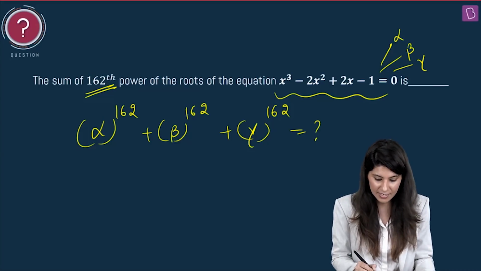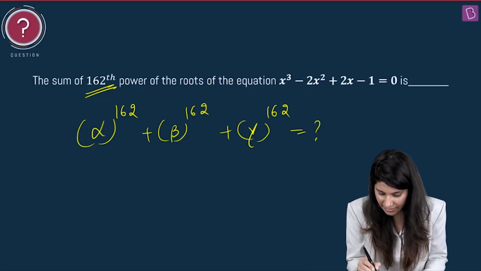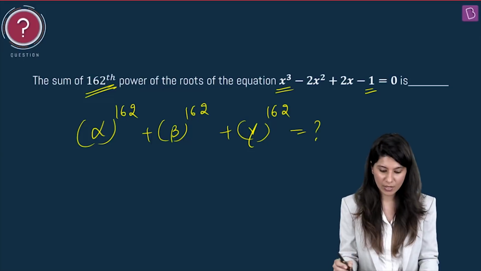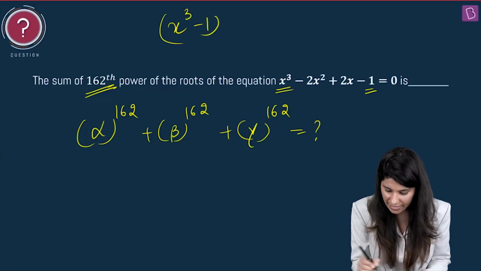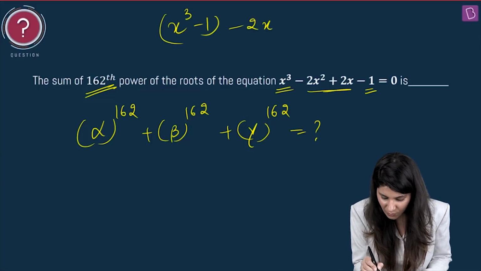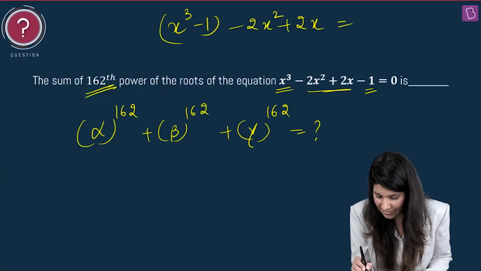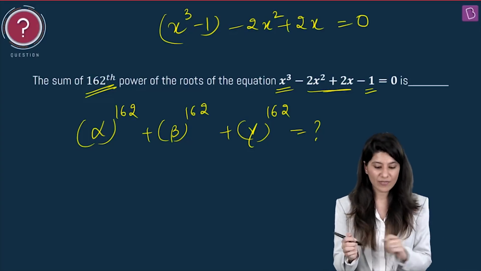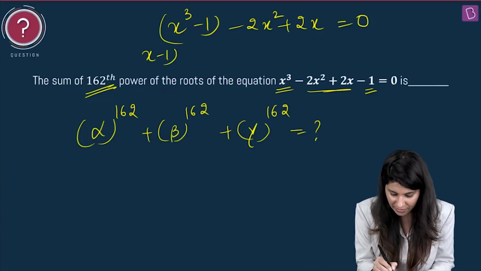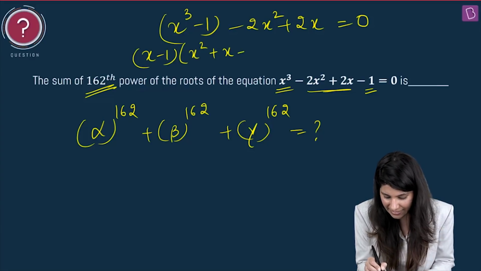Right, let's start. What I'll be doing is, over here, x cube minus 1, I'll keep it together. x cube minus 1, and then we have minus 2x square plus 2x, that is equal to 0. Let's now factorize x cube minus 1: x minus 1, x square plus x plus 1.